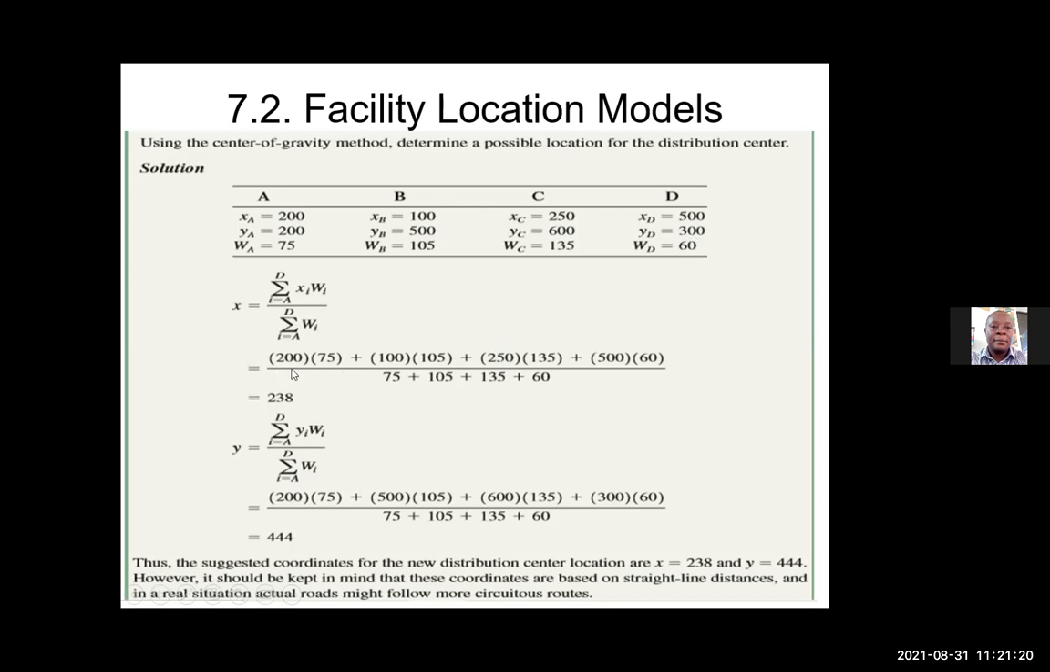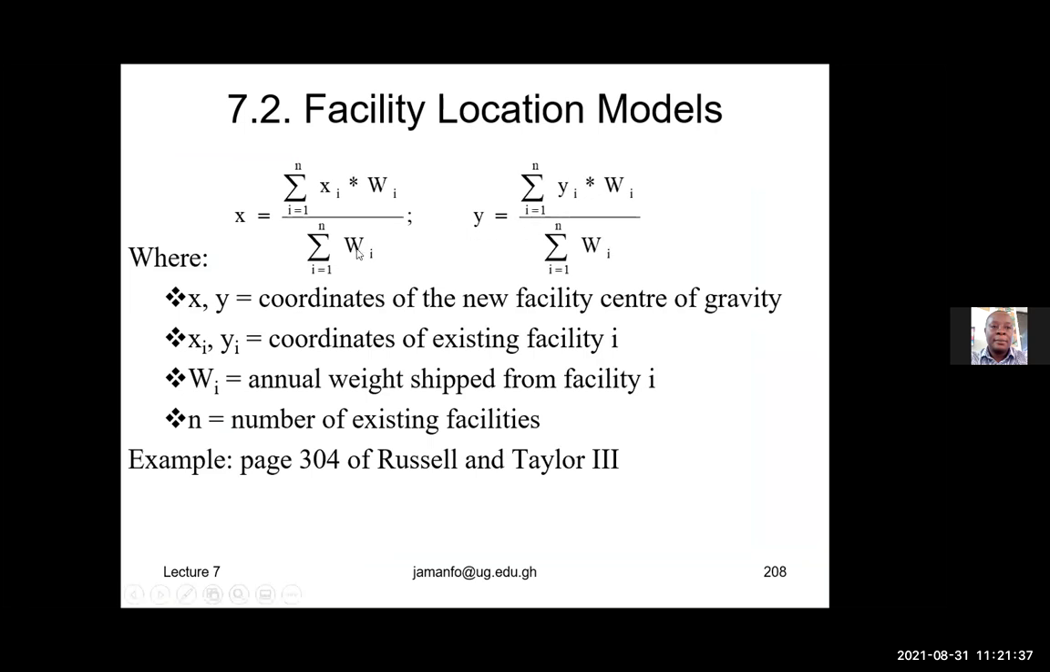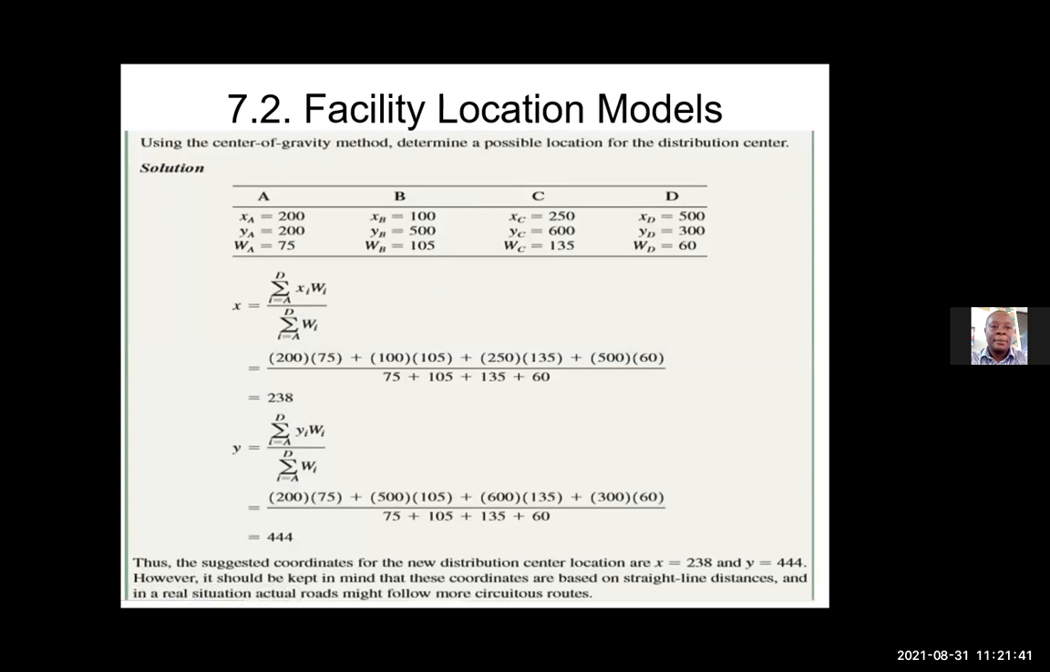And then when you finish, you divide that by the summation of all the loads, 75 plus 105 plus 135 plus 60. That is what the formula says. Yeah? So if you do all that, you are going to get 238 for the X coordinate.